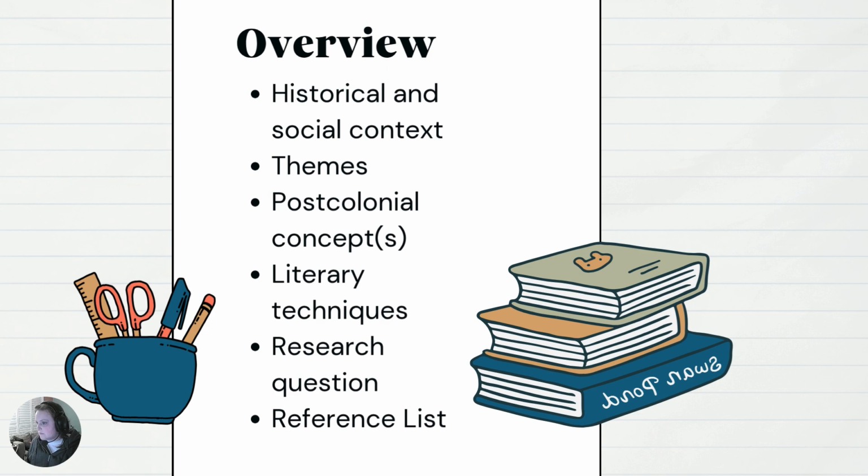So for the overview, we are discussing what the novel is about, the historical and social context, the postcolonial themes and concepts found within the novel, other literary techniques the author used, and a draft of my research question to follow up with all its analysis so far for the final assignment, and then the reference list.